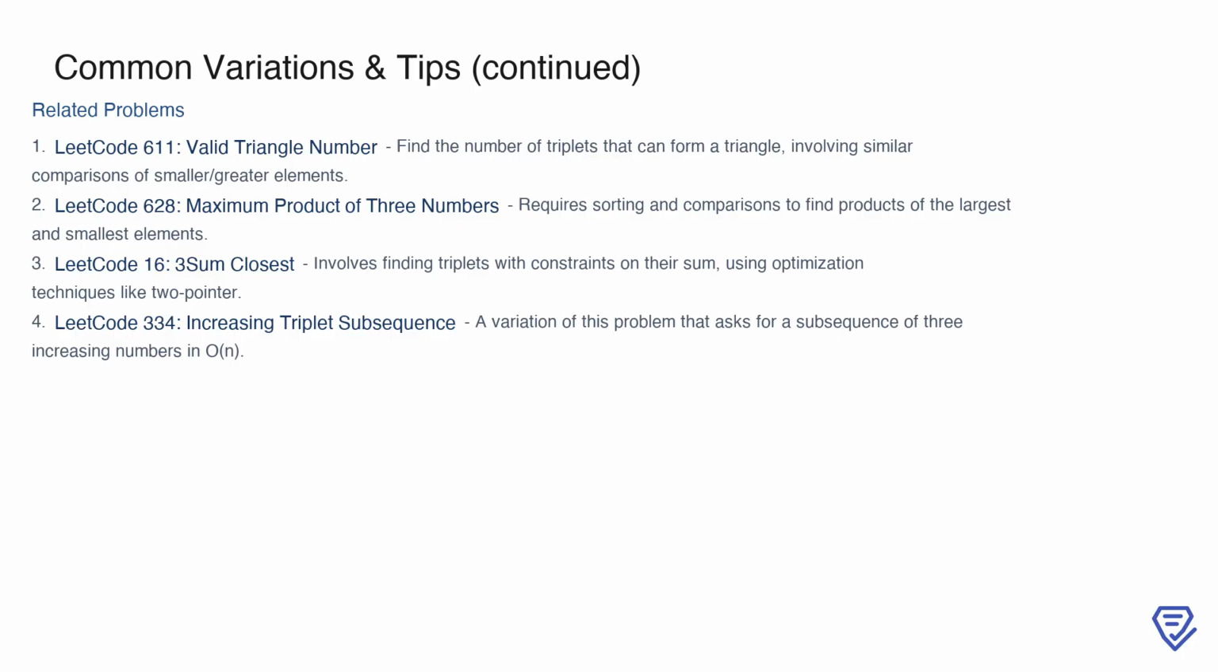LeetCode 16, 3Sum Closest, introduces constraints on the sum of triplets and emphasizes optimization techniques like two-pointer approaches. Finally, LeetCode 334, Increasing Triplet Subsequence, is a variation that asks for a subsequence of three strictly increasing numbers, solvable in O(n) time. These problems share overlapping concepts, and practicing them can deepen your understanding of core strategies like sorting, two-pointer techniques, and prefix/suffix computations.